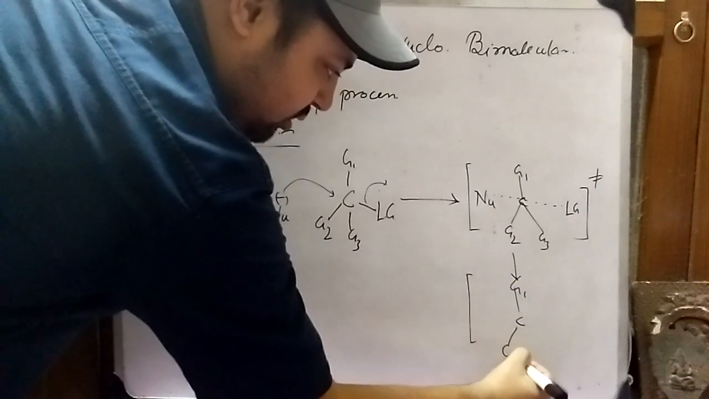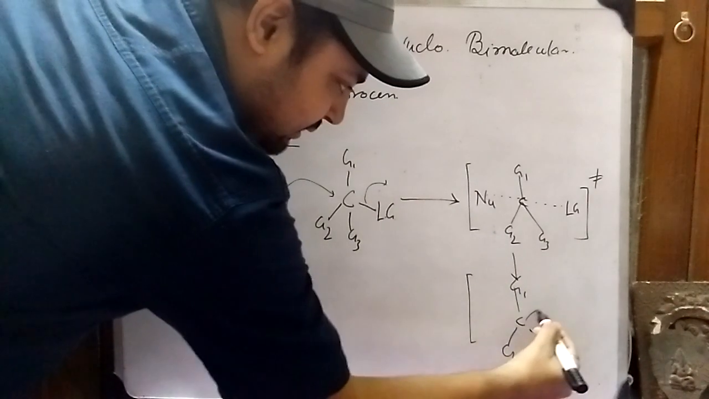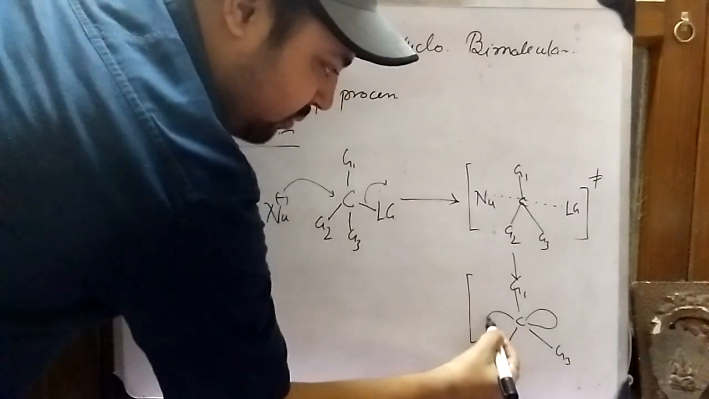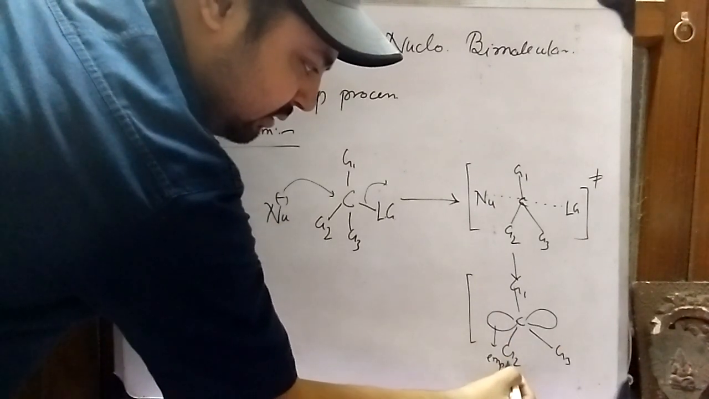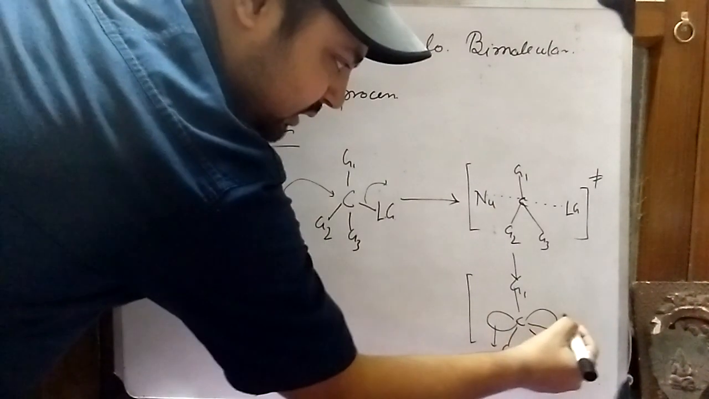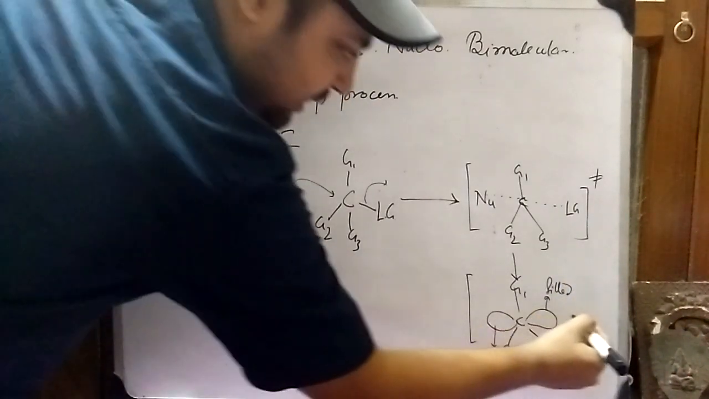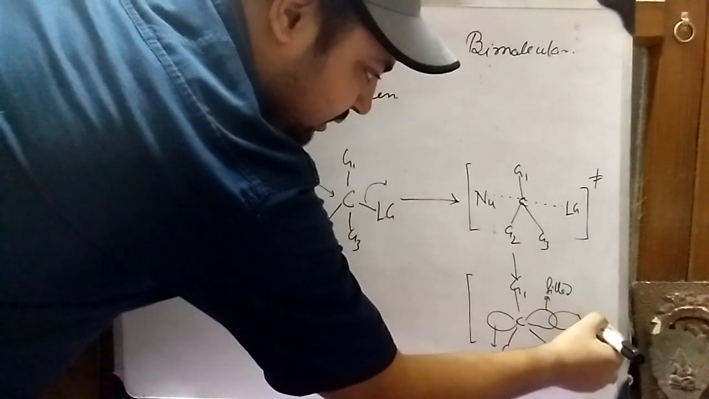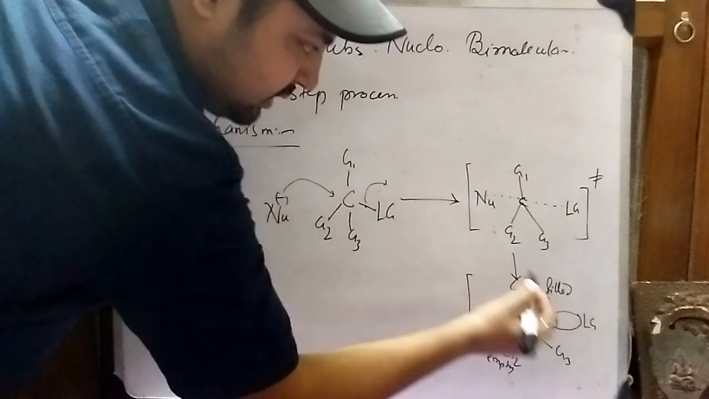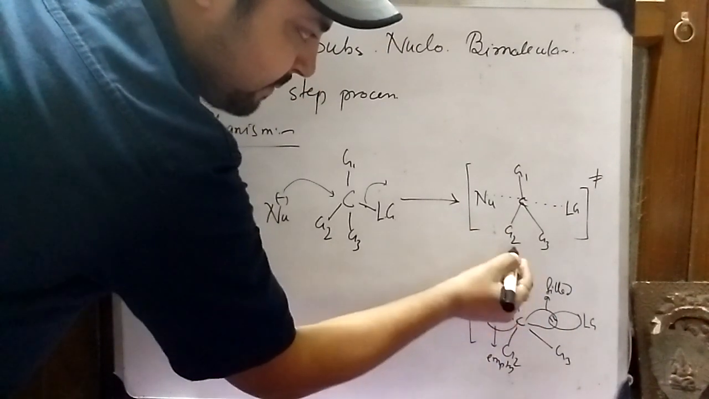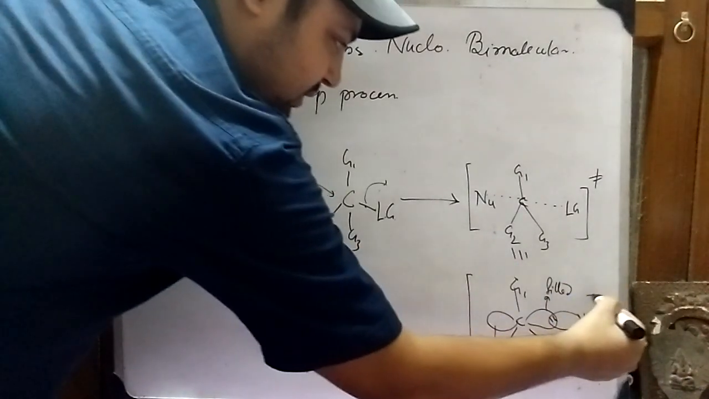Give a good look at this part. What I am trying to show you is that here is the lobe of a p orbital. This one is empty, and this one is filled with electrons, and it will bind with the bond that was previously there. I am showing you in detail what is really happening in the transition state.